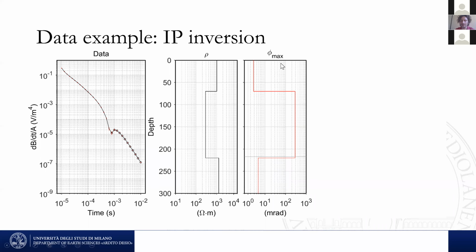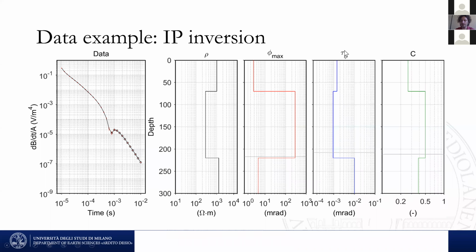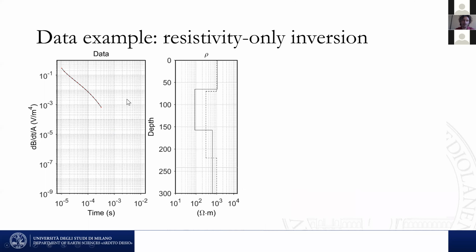Here we're in model space: resistivity, phase, the Cole-Cole model relaxation time, and C. But if we simply look at the resistivity model itself, we're going to compare this model with the model we got from the resistivity-only inversion. In this image, we have the resistivity-only inversion with the continuous line and the true resistivity model with the dashed line.